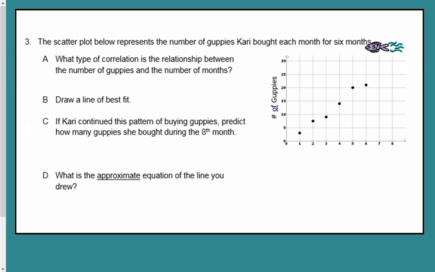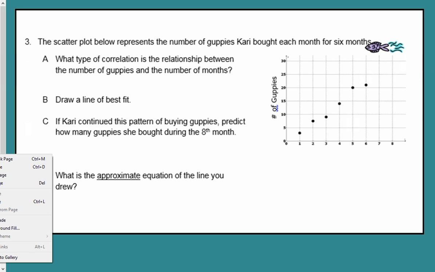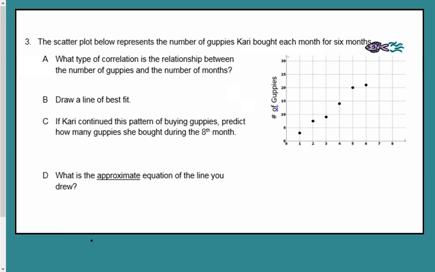So number 3 says the scatter plot below represents the number of guppies that Carrie bought each month for 6 months. What type of correlation is the relationship between the number of guppies and the number of months? So again, our options are positive, negative, or none. Those points over there are going up, so positive.